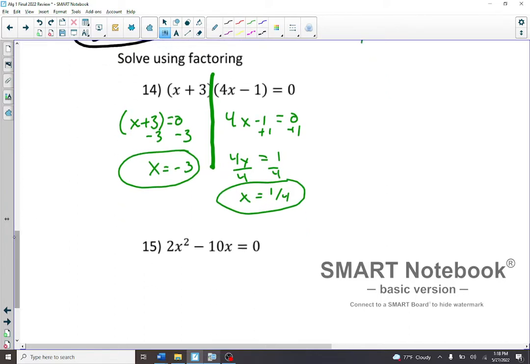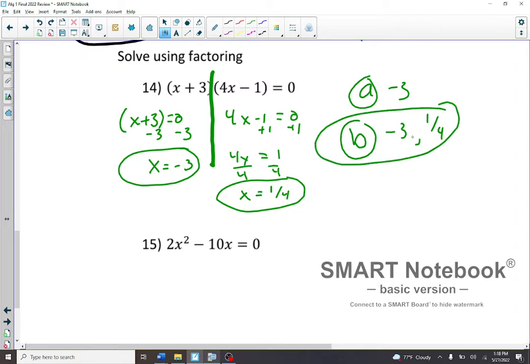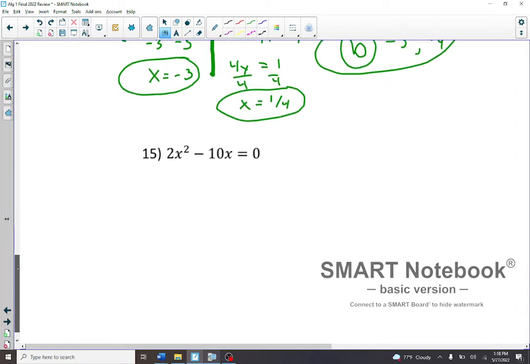So in the multiple choice, I might have option A to be negative 3. Let's say option B is negative 3, comma 1/4. Option B would be the correct answer in that case because you need both answers. Both are true.